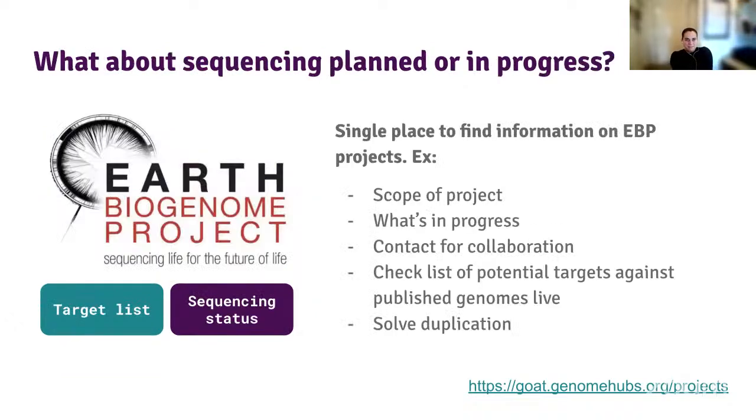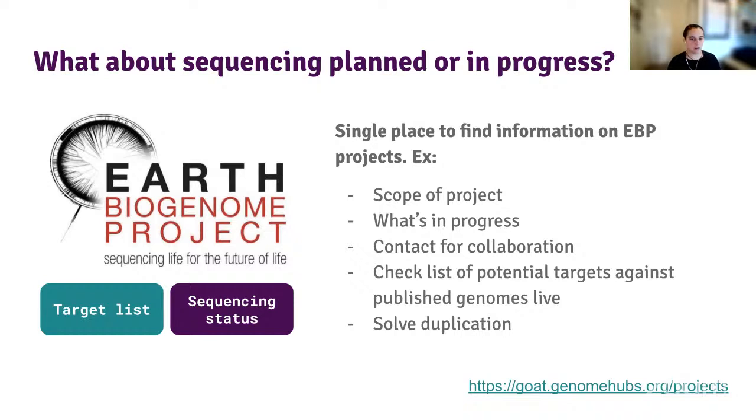But you have to make the distinction between what is done data versus what's planned and in progress. And that is where what GoaT collates in terms of the projects that belong to the Earth Biogenome Project comes in. We collate the list of possible or potential targets for all of the projects. They declare a list that is like a wish list of what they ideally want to sequence, and they keep track of that file, and updates are picked up overnight by GoaT.